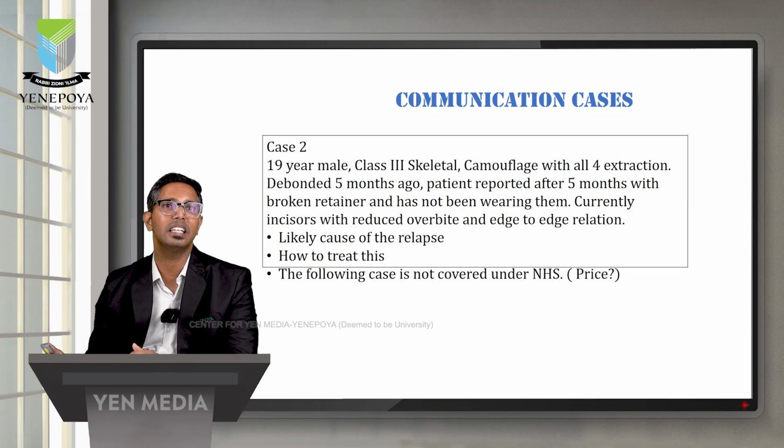And how to treat this? Yes, then you will have to check on the malocclusion, how much crowding there is, whether it requires complete orthodontic treatment, or you can just do 1 arch or 2 arches, how you want to go ahead. The following case is not covered under our NHS. Yes, ideally these kinds of things are not covered under NHS. Before, it would have been covered under NHS. It was a skeletal class 3, there were a lot of issues. But now this might not be, because only one retainer is broken and the incisor overbite has been reduced. Okay, so this will not be coming under NHS.